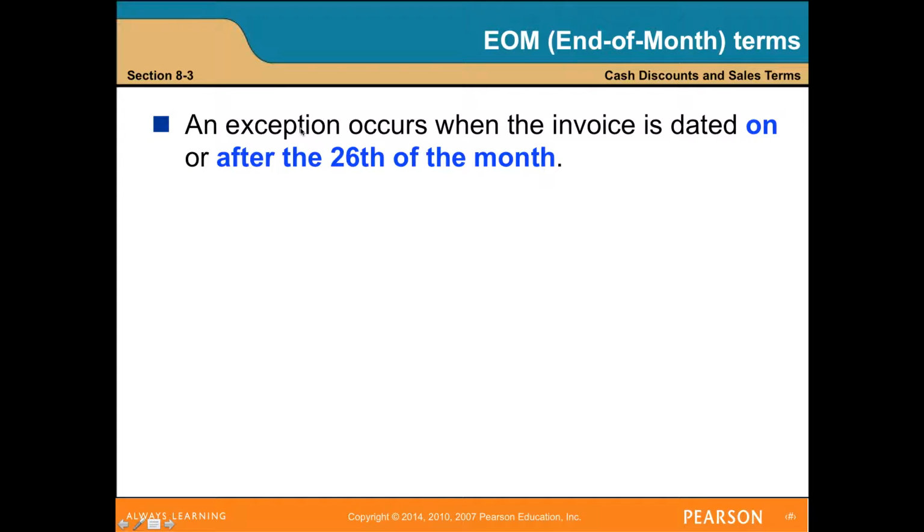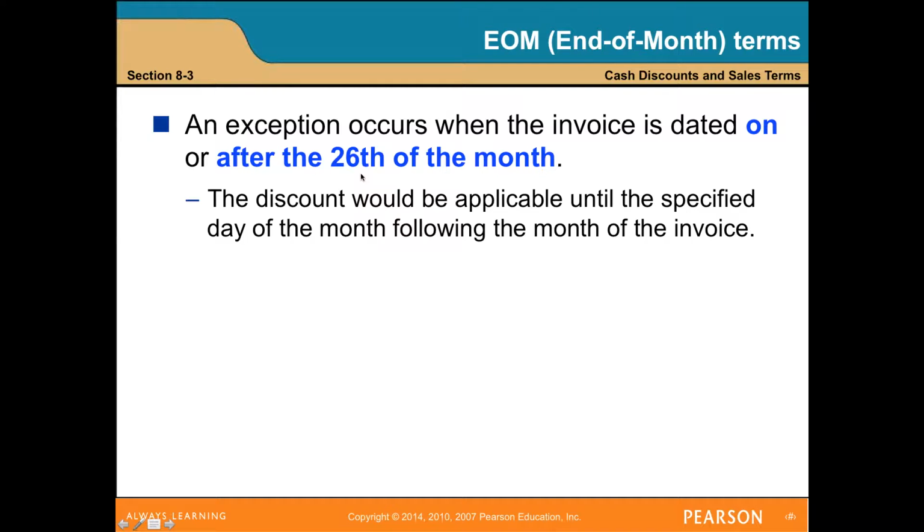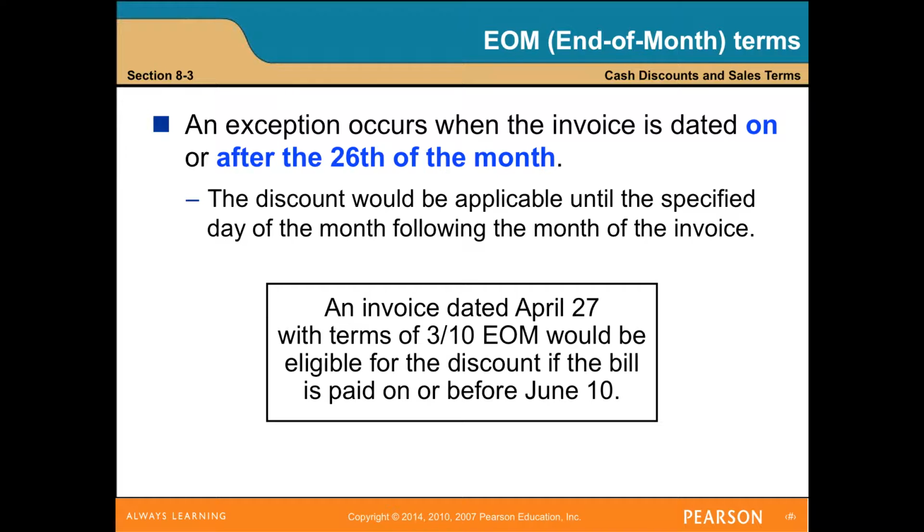End of month terms. An exception occurs when the invoice is dated on or after the 26th of the month. The discount will be applicable until the specified day of the month following the month of the invoice. So an invoice dated April 27th with terms of 3/10 EOM would be eligible for the discount if the bill is paid on or before June 10th.